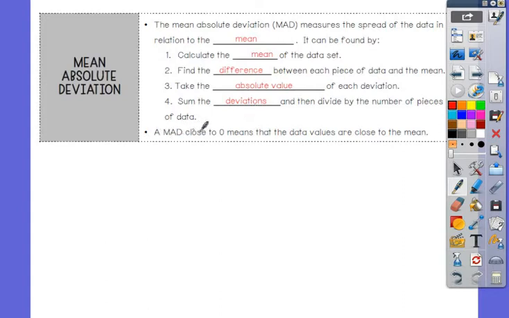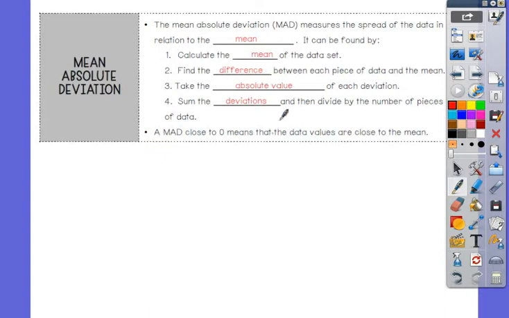If your MAD number is close to 0, then that means the data values are close to the mean, the average. They're not real spread out, like my points per game. If I end up getting a MAD score that is close to my average, that means I don't have a lot of off games affecting my data.